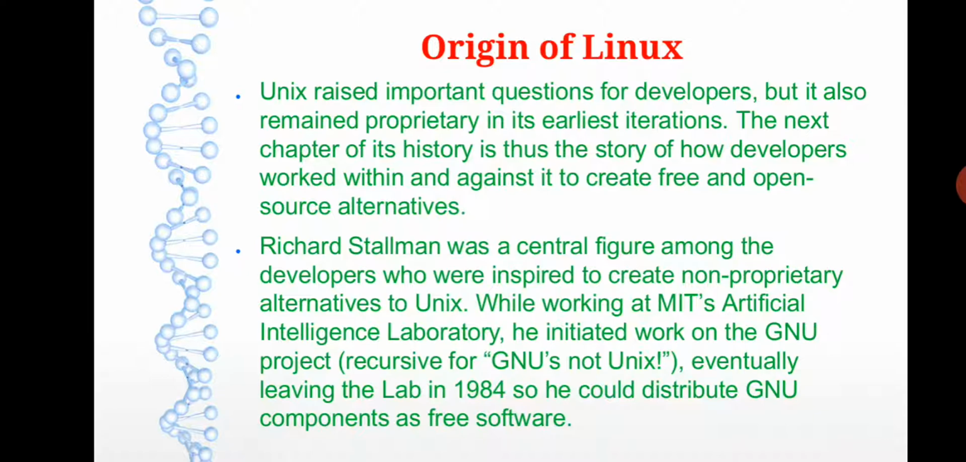Unix raised important questions for developers, but it also remained proprietary in its earliest iteration. So when they started experimenting at the initial level, they had one flavor of the operating system. Okay, after that they put some pressure on developers to enhance the features. Once they enhanced the features, they wanted more features and more concepts in the operating system. They asked the developers to increase the performance. They asked the developers to install the operating system on different hardware platforms.